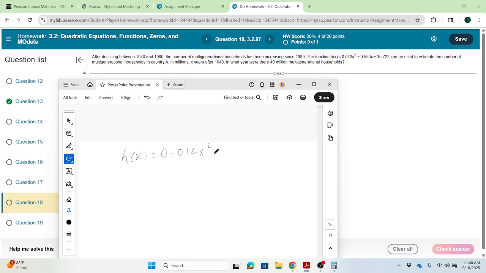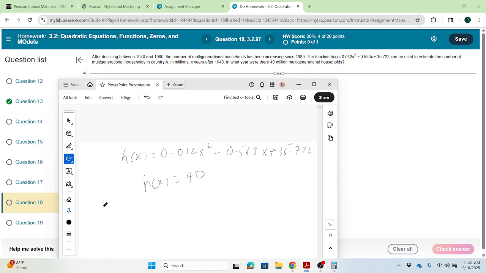0.012x squared minus 0.583x plus 35.722. This is a quadratic function that can be used to estimate the number of multi-generational households in country A in millions, x years after 1940. In what year were there 40 million multi-generational households? So you need to find the time when the number of households is 40 million, so this function equals 40 million.